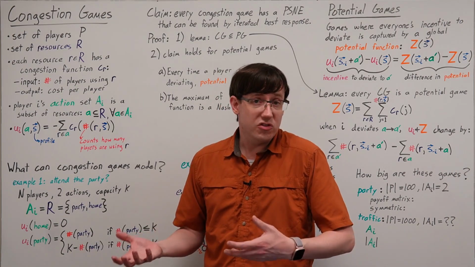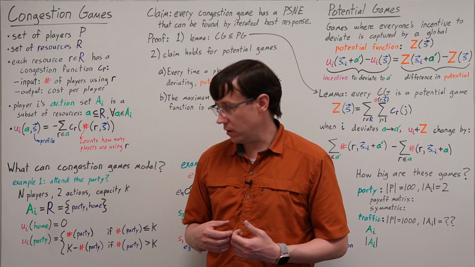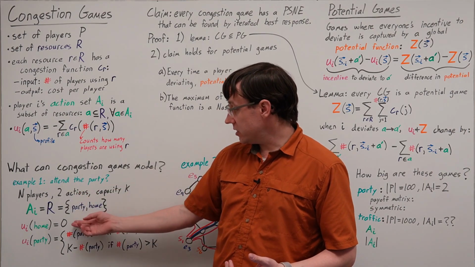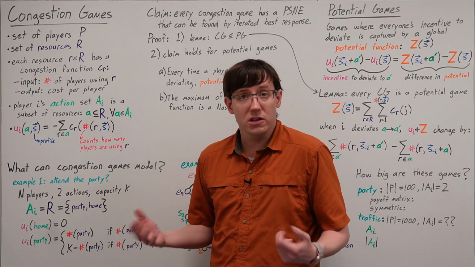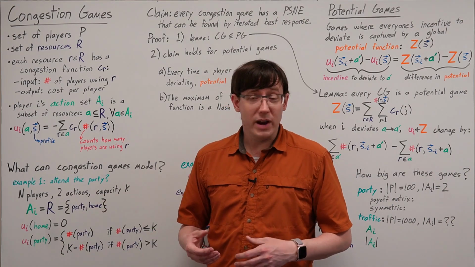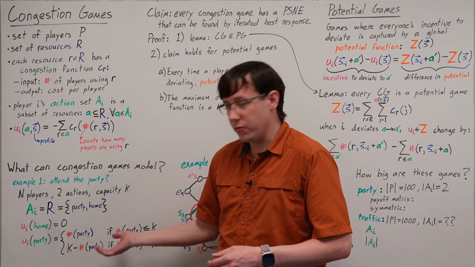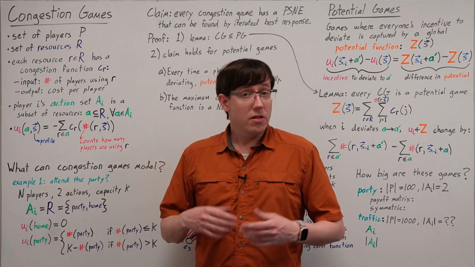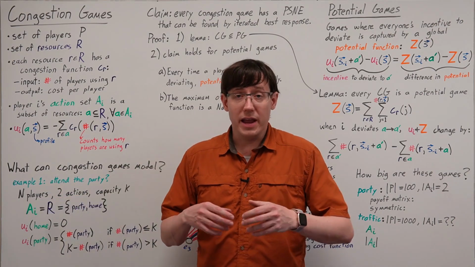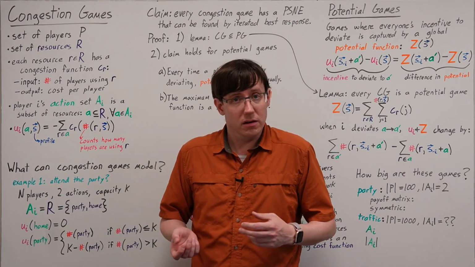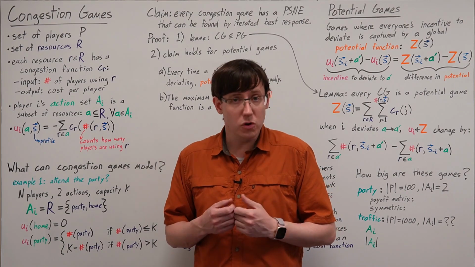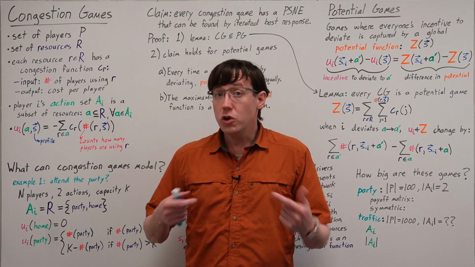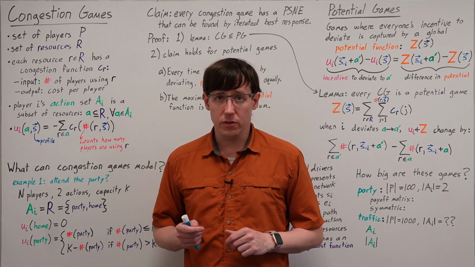So if we think about the size of the representation here, I was able to describe the game by just listing these resources and their cost functions. But if we were to write down the normal form payoff matrix for this game, with, say, n equals 100, then our payoff matrix would have a dimension for every player of size 2, since they have 2 actions. And so we'd end up with a payoff matrix containing 2 to the 100 profiles.